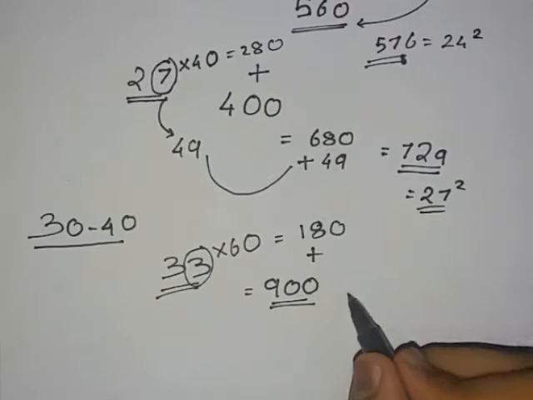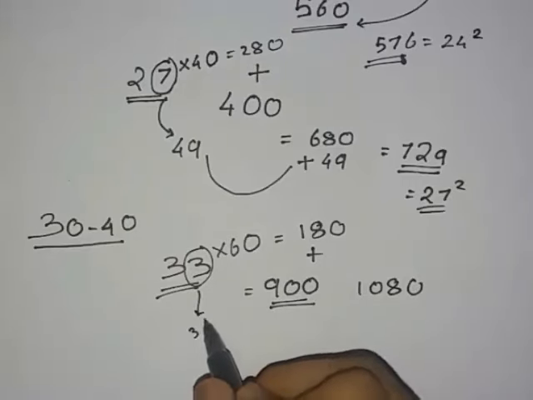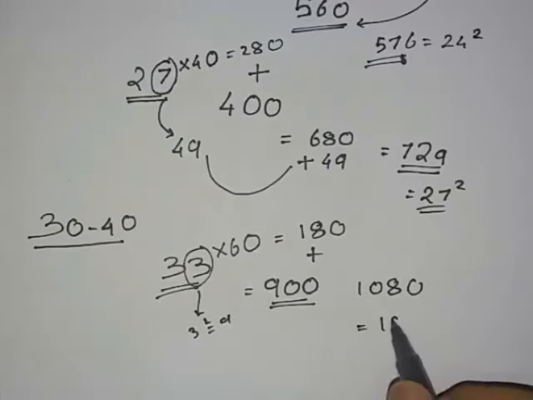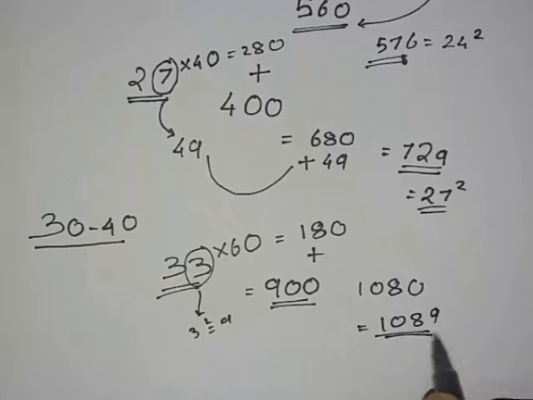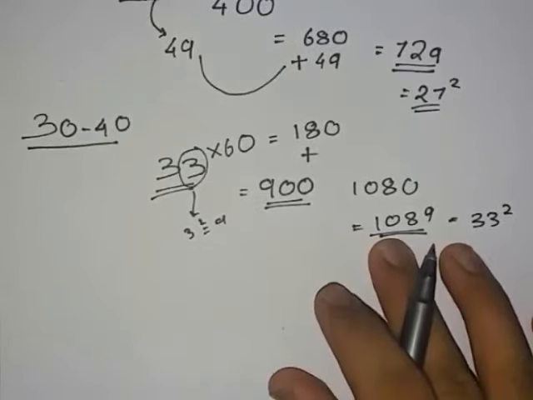We get 1080. Then again take the square: 3 square equals 9. We get 1089. What is 1089? It's nothing but 33 square. You don't believe me again, do you?